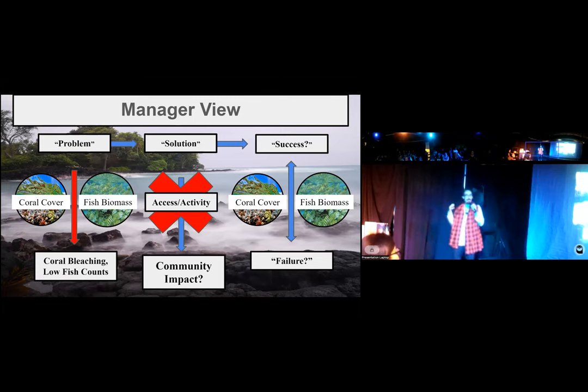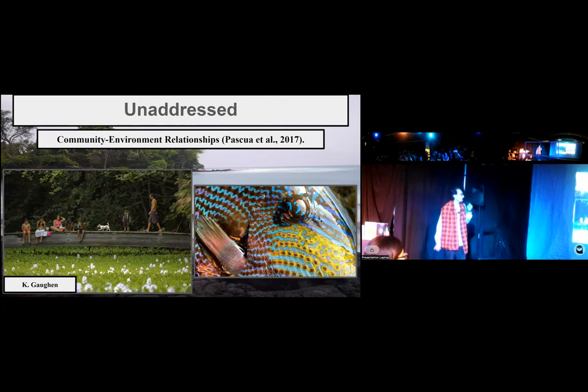So if we take a hypothetical managerial view here, we have a problem. Maybe we have low coral cover or lower fish biomass than we used to have. Our solution might be to limit some sort of access or activity, and then we'll measure our success by whether coral cover or fish biomass went up or down. What we're leaving unaddressed though is these community and environmental relationships, which are a lot harder to measure and understand. Are these people using this as an area to gather with their family, feeding themselves? Questions that are a lot less obvious to measure and understand across time.